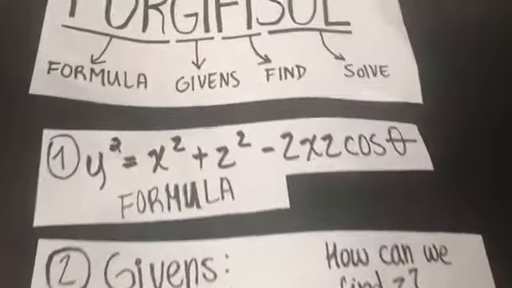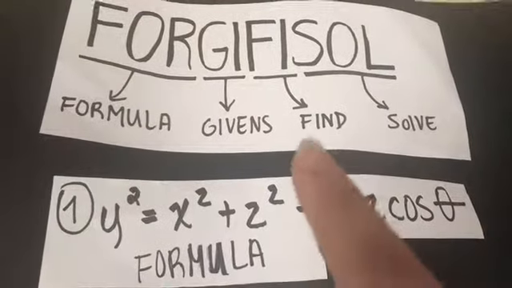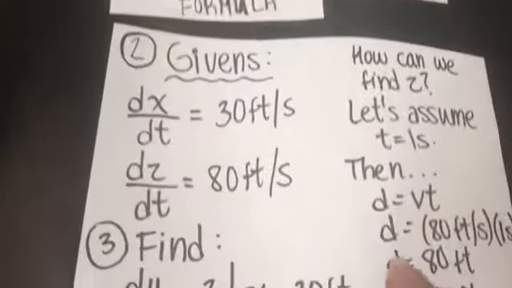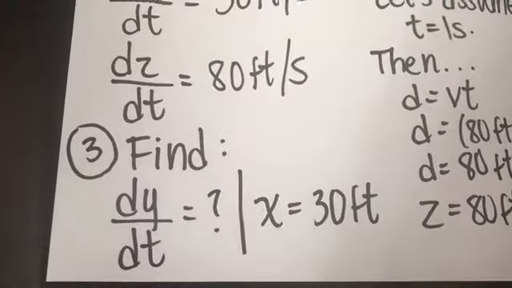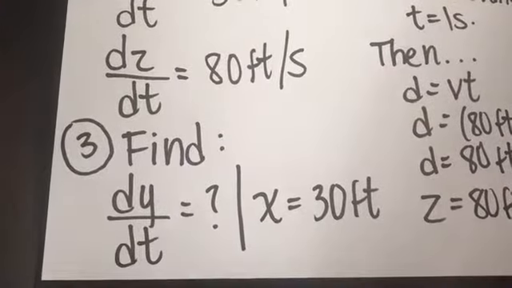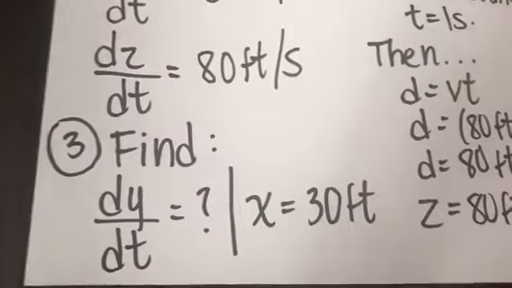Now we have to look for our third syllable, which stands for finding the missing variable. And what are we missing? We're missing the rate of change between the ball and the batter. So this will stand for dy over dt.